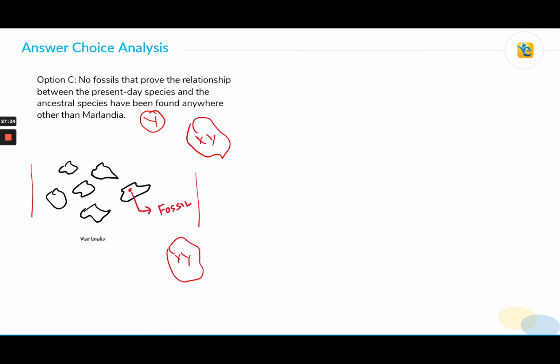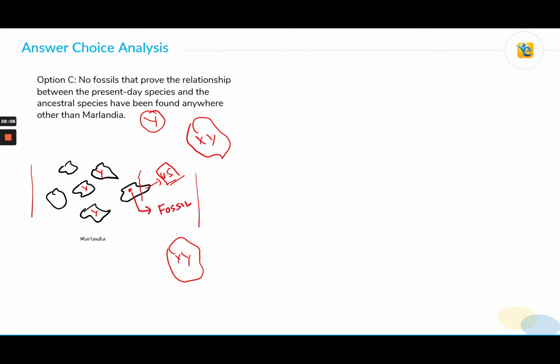Now, it's almost a strengthener. Why? If it is true that Y existed nowhere apart from Marlandia, then the fact that Y still survived despite Marlandia getting submerged when the sea level rose increases your belief that at least some portion did not get submerged, so at least some portion remained unsubmerged, right?